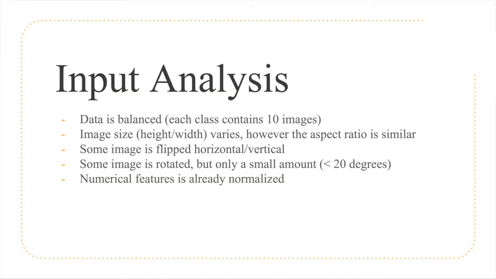From our analysis, we are able to conclude several insights. The data is balanced. Each class contains 10 images. The image size varies, however, the aspect ratio for the same species is similar. Some images are flipped horizontally or vertically. Some images are rotated, but only by a small amount, 0 to 20 degrees. The numerical features given are already normalized between 0 and 1.